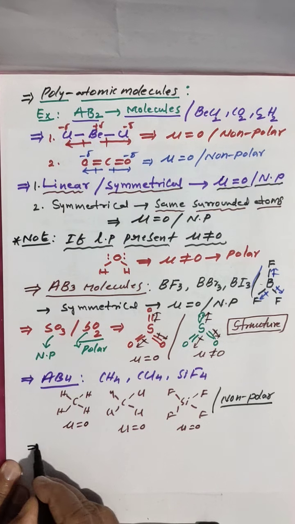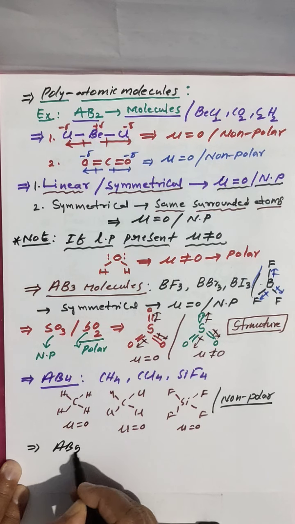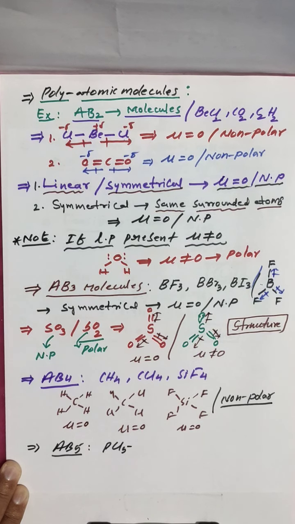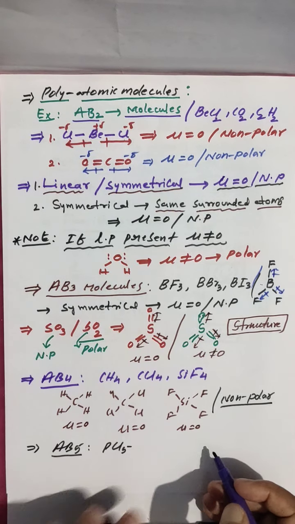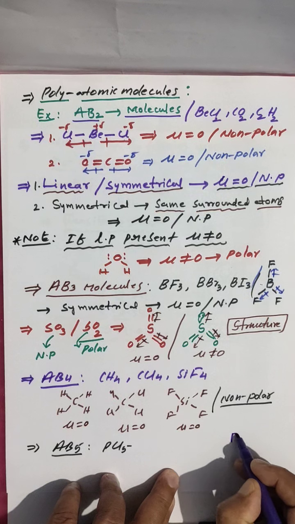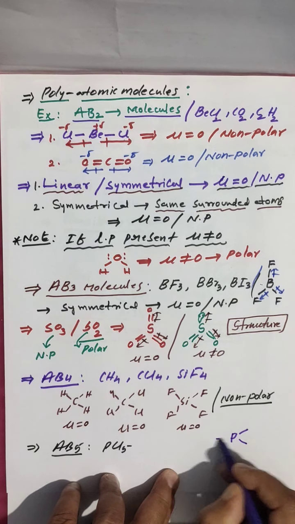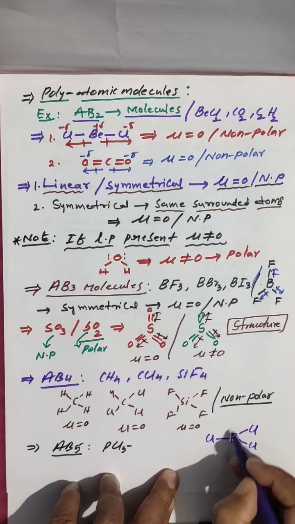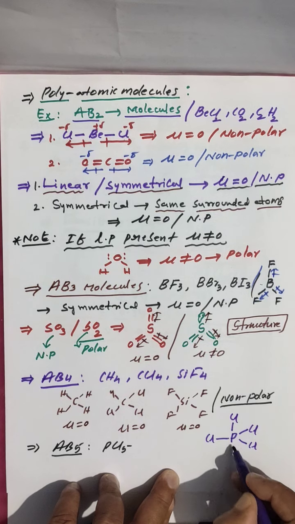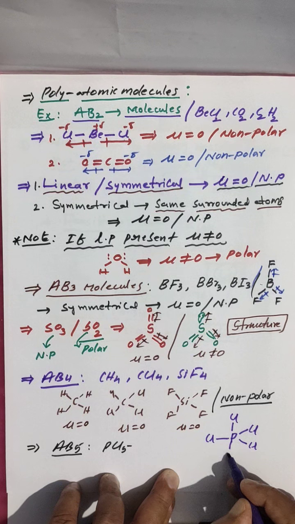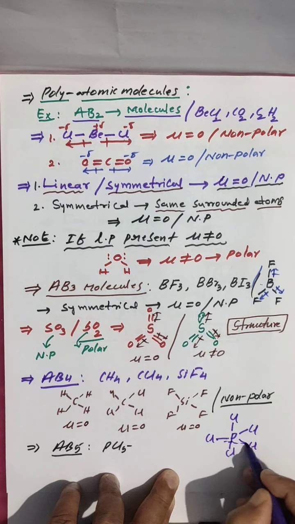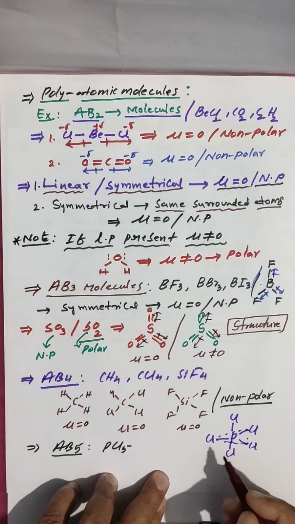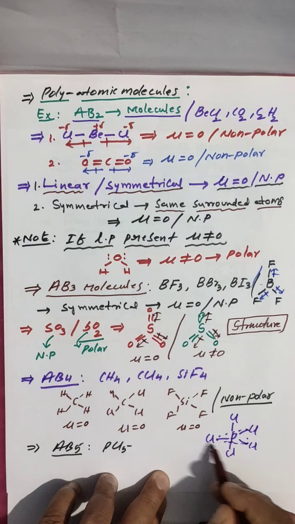Let us go for another example, AB5 type. For example, PCl5, phosphorus pentachloride. You know very well it is trigonal bipyramidal. This is the structure of phosphorus pentachloride. Trigonal bipyramidal. Look here, this is trigonal planar.